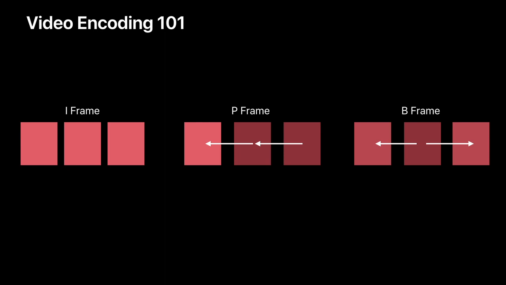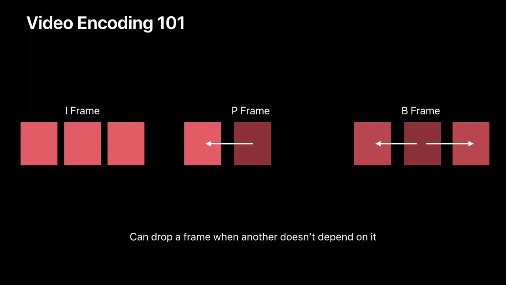Now let's pretend we have a decoder that can only handle 30 frames a second, and let's say we have content that is 240 frames a second. Well, that means we need to drop some frames before we can decode because it can't keep up. So when can we drop frames? We can drop frames when another frame doesn't depend on it. In this case, we can drop the last P-frame because it refers to another frame, but no frames refer to it. So let's go ahead and drop it. We can also drop the B-frame because it refers to other frames, but no frames refer to it. So let's go ahead and drop it.